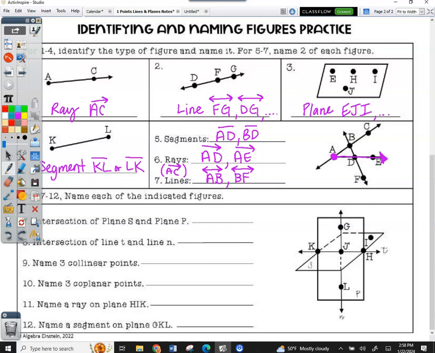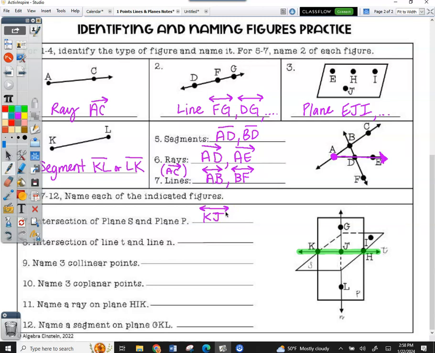And technically the planes would keep going. So we're going to say that they're intersecting at this line right here. You want to use your highlighter to help emphasize that line. We just need to name it. KJ. Or KH. Or you could reverse those letters.